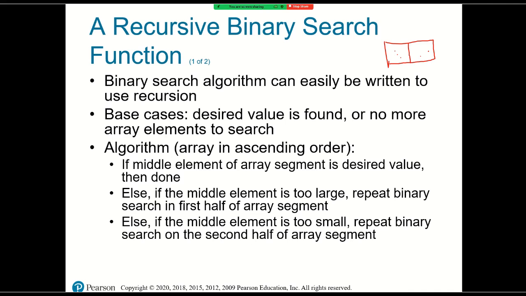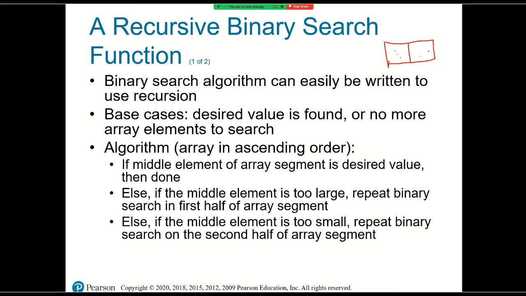So the base case is that the desired value is found. Whenever we do the search, that is our desired case that is found, or there are no more array elements to search. The assumption in the algorithm is that whenever you do the binary search, your array should be in ascending order. If it is a random list, you cannot apply binary search. You have to sort it first.